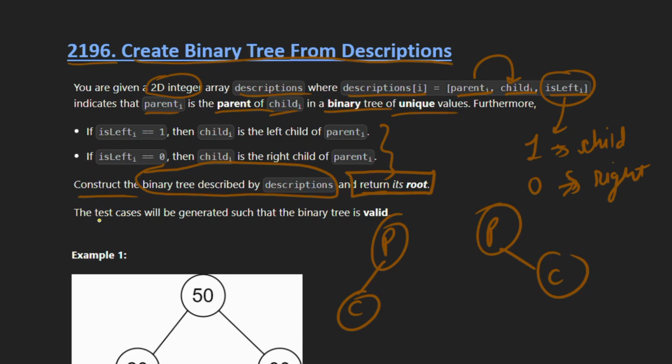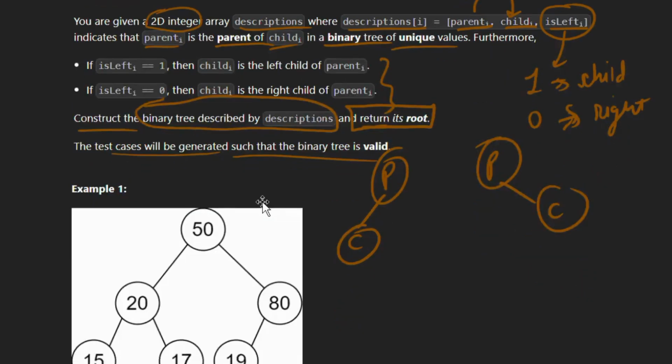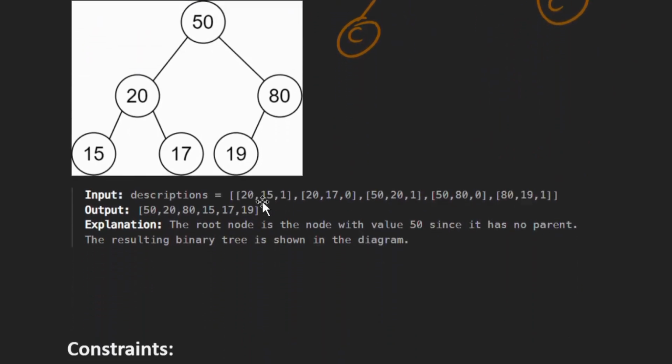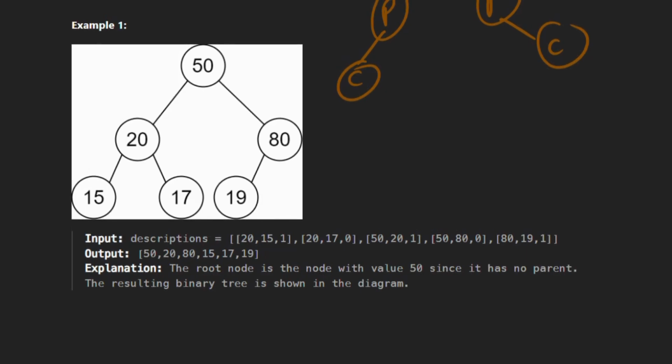And it is given that the test cases are generated such that the binary tree is valid. So let's move to the example to get the question more clearly. Here we are given this as a descriptions array. Here 20 15 1 means 20 is the parent, 15 is the child, and 1 means isLeft is equal to 1, so the child is present on the left of the parent. Then 20 17 0, where the 0 means it will be on the right.